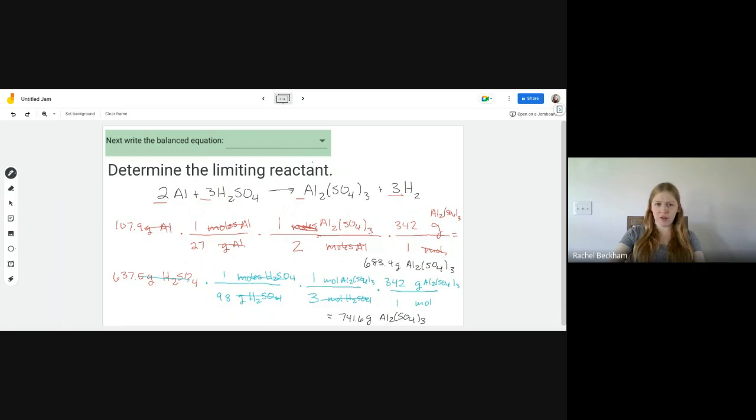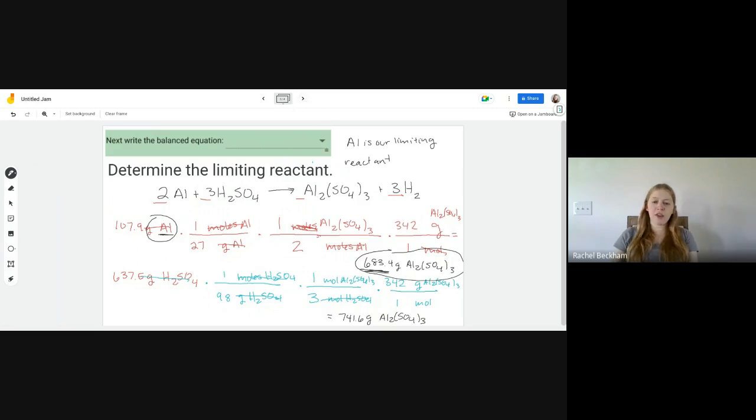That is what limits you, okay? So which one produced the lowest product? Well, this is our lowest product, so the aluminum did. So aluminum is our limiting reactant, because it only was able to produce this much compared to the other one.